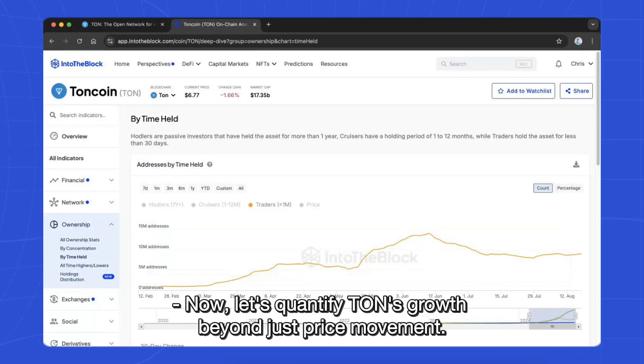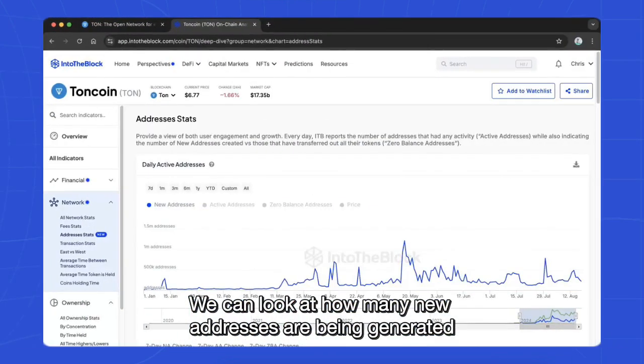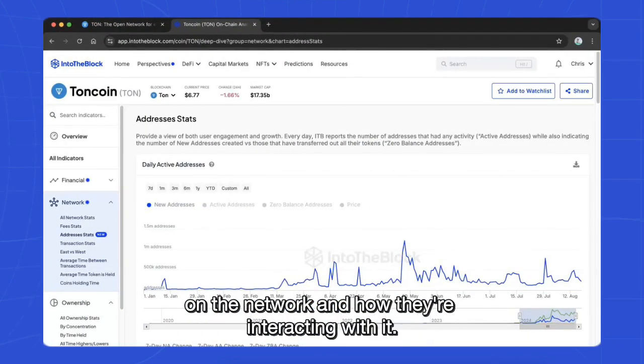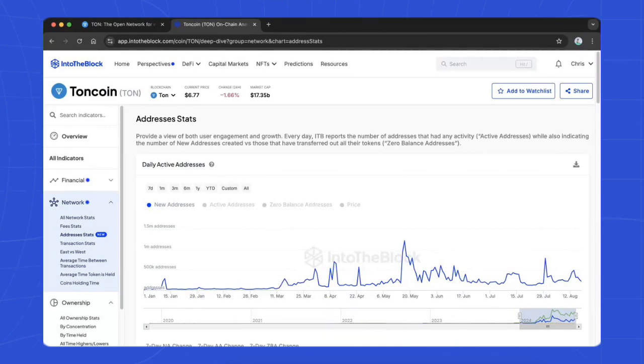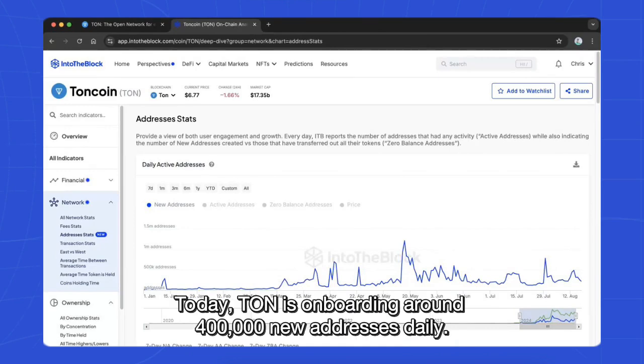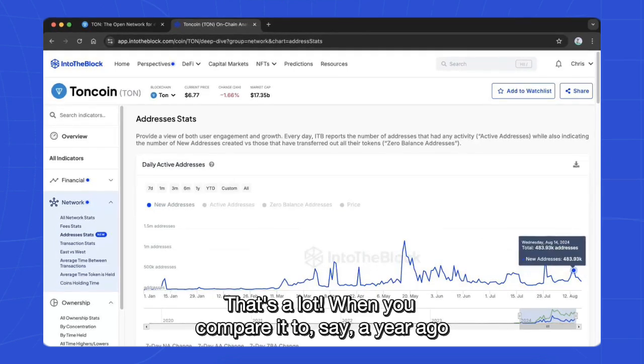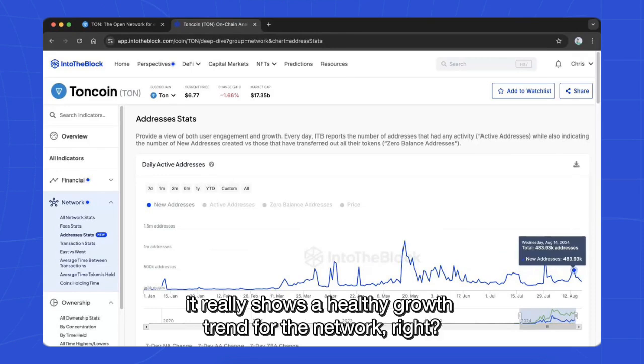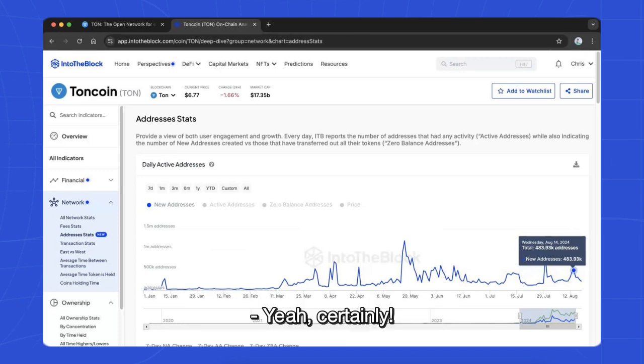Now, let's quantify TON's growth beyond just price movement. We can look at how many new addresses are being generated on the network and how they're interacting with it. Today, TON is onboarding around 400,000 new addresses daily. That's a lot. When you compare it to, say, a year ago, it really shows a healthy growth trend for the network, right? Yeah, certainly.